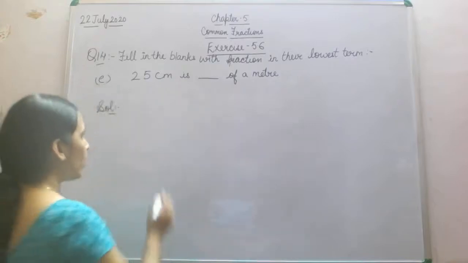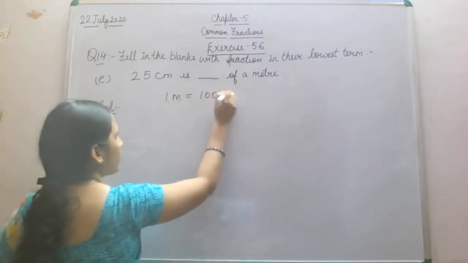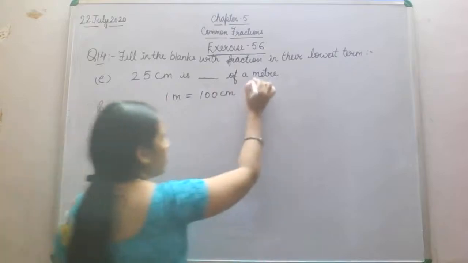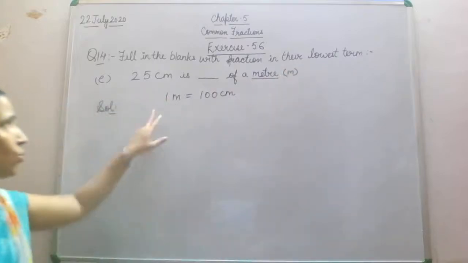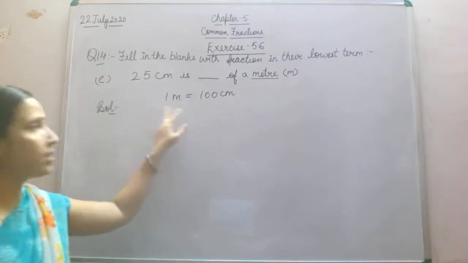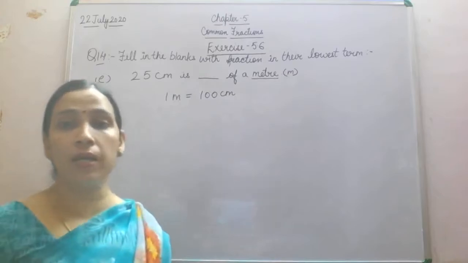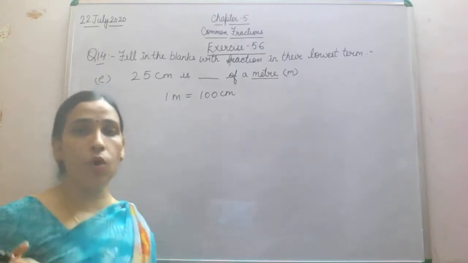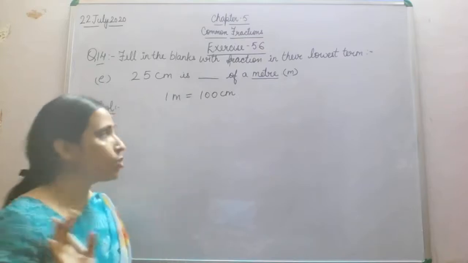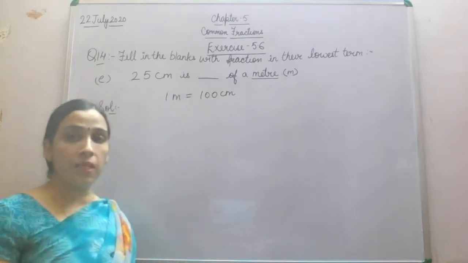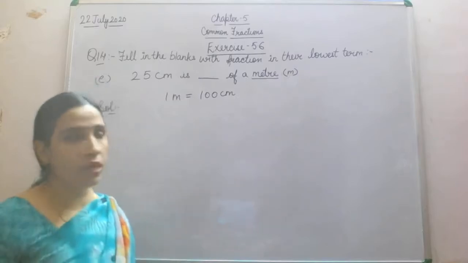Now as you all are aware, 1 meter is equal to 100 centimeter. The symbol of meter is M, so that only I have written here. 1 meter is equal to 100 centimeter. It means you have to find a fraction of 25 centimeter out of 100. So 25 centimeter is what fraction of 100 centimeter? That you have to find out.